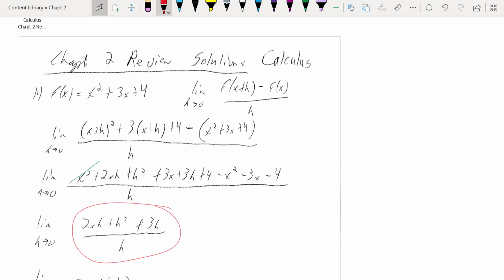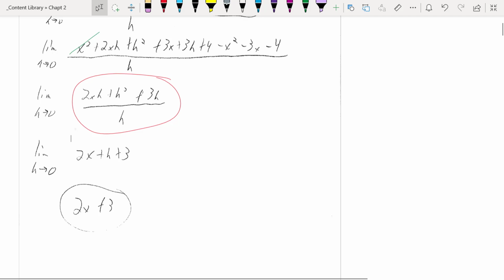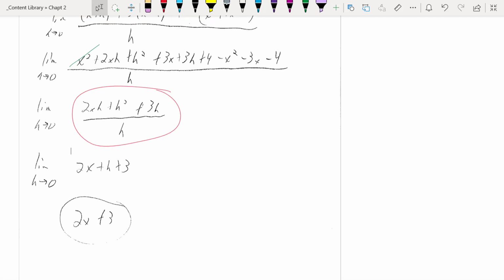And now I can go ahead and divide every single term by h. I'm going to divide this first term by h, and when I do that, I'm left with 2x. I'm going to divide this next term by h, and I'm left with just plus h. And when I divide this term by h, it's just going to be plus 3. When I divide my denominator by h, of course that becomes all over 1. Of course, we never write that all over 1 because we know that anything divided by 1 is just itself.